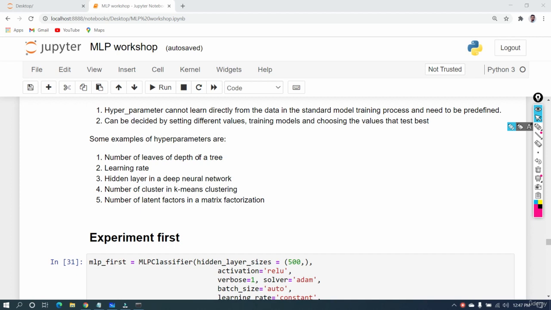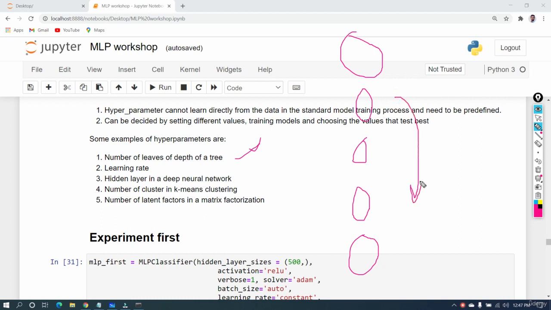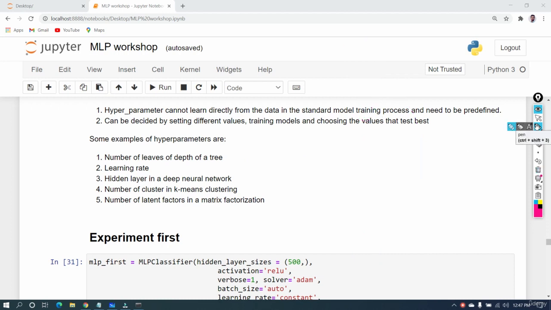Some examples of hyperparameters are given here. Number of the leaves of the decision tree, which is nothing but how many hidden layers there should be. You should increase the hidden layers if your data is complex. If your data is audio, video or images, we use a huge number of hidden layers or hidden layer units, so basically you can consider it as the number of neurons. As your data gets complex, you can increase the depth of the hidden layers or their size. This way we can change the hyperparameters.